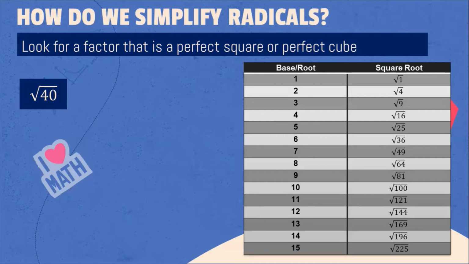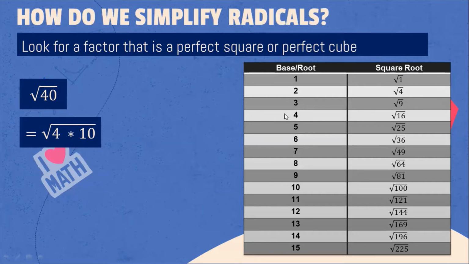We can have 2 times 20, but 2 and 20 are not perfect squares. We can also have 1 times 40. We can also have 8 times 5, but 8 and 5 are not perfect squares. So what are the other factors of 40? We have the square root of 4 times 10. 4 times 10 is 40.